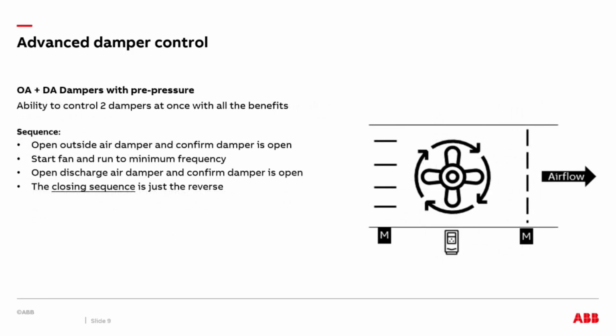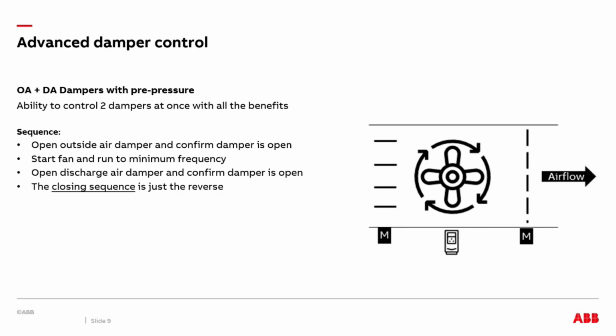Our final control strategy in advanced damper control, outside air damper plus discharge air damper with pre-pressure. With this control strategy, we have the ability to control two dampers at once with all of the benefits of what we just described in the previous scenarios. We have an outside air damper, which we typically think of as installed upstream of the fan, and then we still have our discharge air damper installed downstream of the fan.